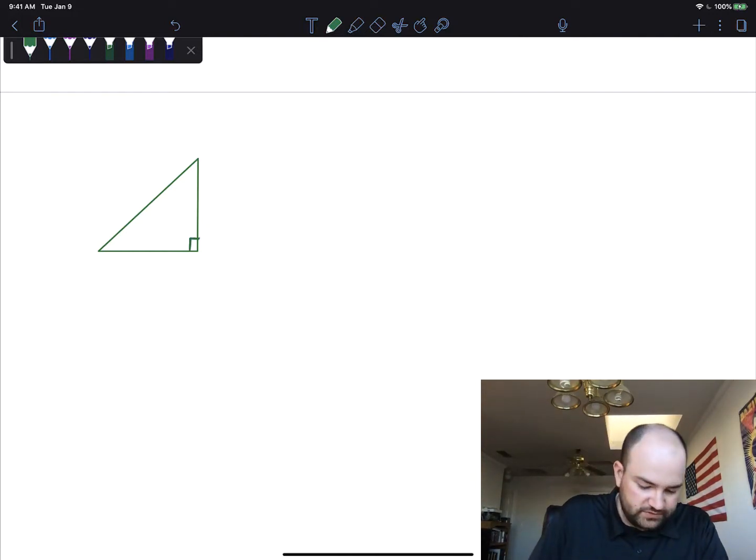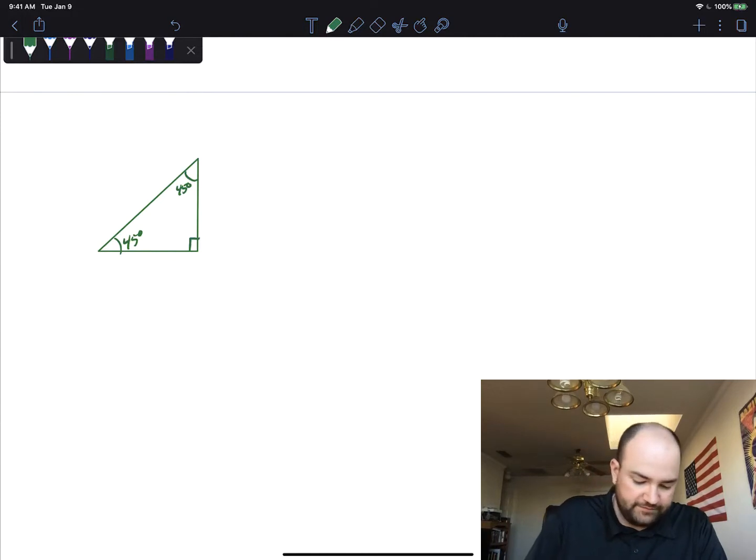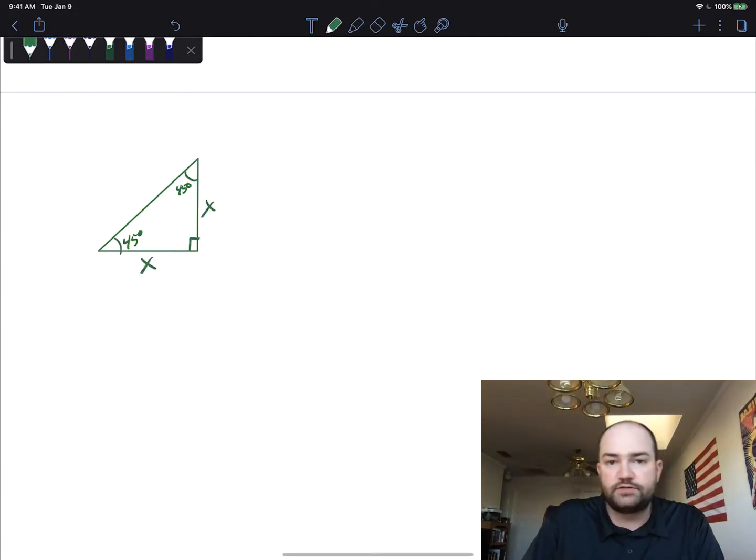So here, we're going to assume that these two angles are the same, which makes them 45 degrees and 45 degrees. Now, on a 45, 45, 90 right triangle, if those two sides are x, they would have to be the same length because each of these angles is the same as each other. The opposite side has to be directly proportional to their size, so if the angles are the same, the opposite sides must be the same as well.